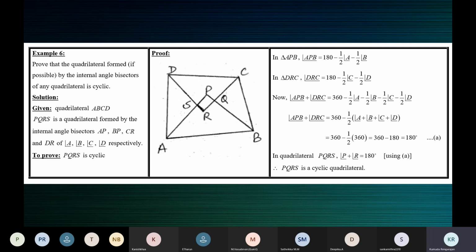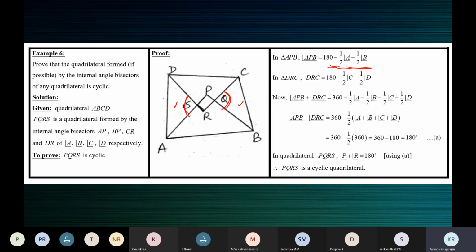So if you want to prove that this angle plus this angle is 180, what you have to do is find angle S from triangle ADS and find angle Q from triangle BCQ. You will have to find this angle and this angle from these two triangles. You'll get a similar thing, not the same thing.